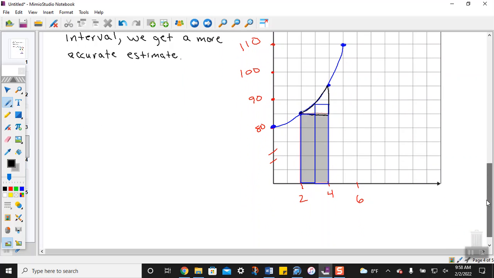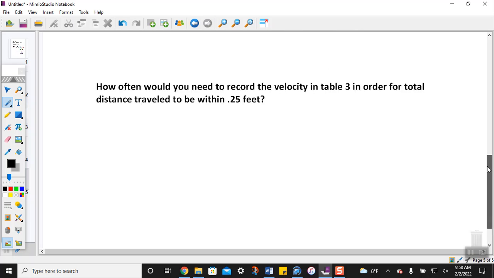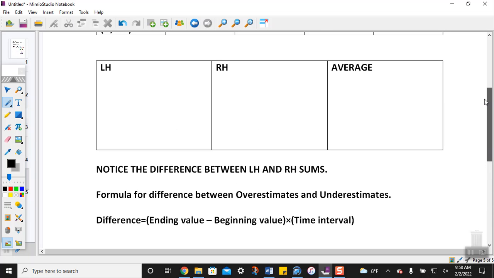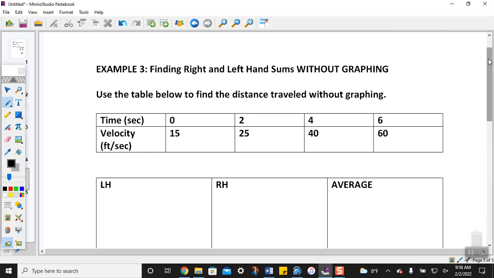All right, now guys, here's the deal. All these bars that we've just drawn to get estimates right here, guess what? You don't even have to do that. You can get estimates without even having to put the bars in here. And let me show you how on this next page, okay? So moving forward. Are we on this page right here? Is everybody here? Y'all with me on that? Yep. Okay. It says finding right and left hand sums without doing what, guys?